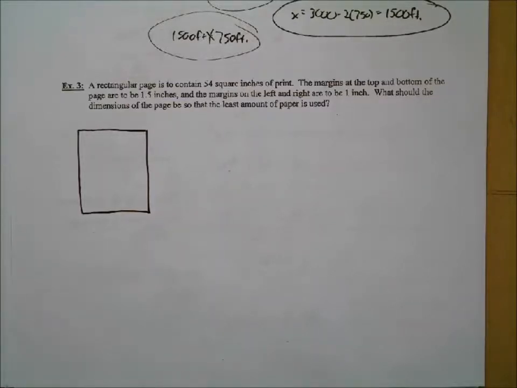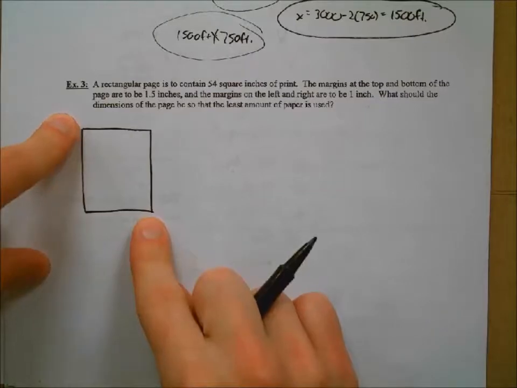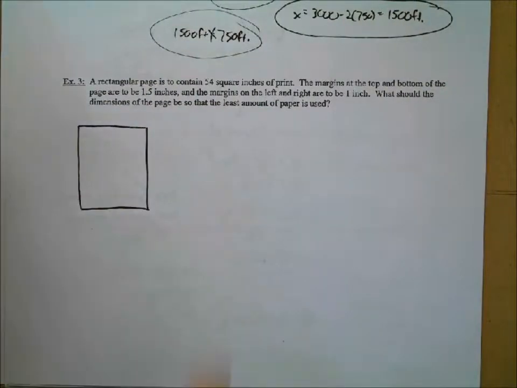The margins at the top and bottom of the page are to be 1.5 inches, right? You guys understand the idea of margins, right? When you print a paper, you don't print to the edge of the paper or to the very top or bottom of the paper. You have these things called margins, right? So you only print within an imaginary rectangle inside the rectangle of the paper.